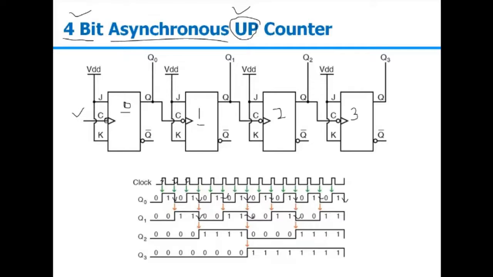So if you see, initially we are having all reset, so 0 0 0 0. Initially we were at this position, then when the first clock came, it moved to 0 0 0 1. For the occurrence of the second clock, it is 0 0 1 0, then 0 0 1 1, and so on. So it will be continuing till 1 1 1 1.